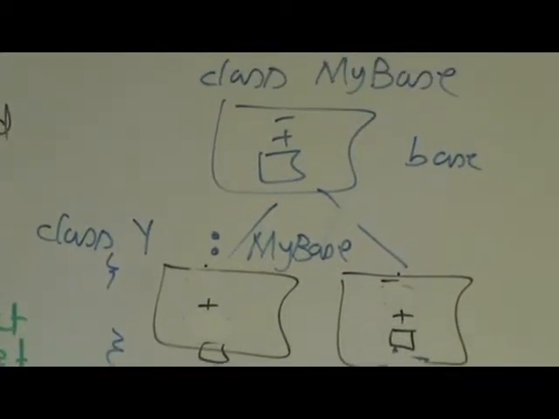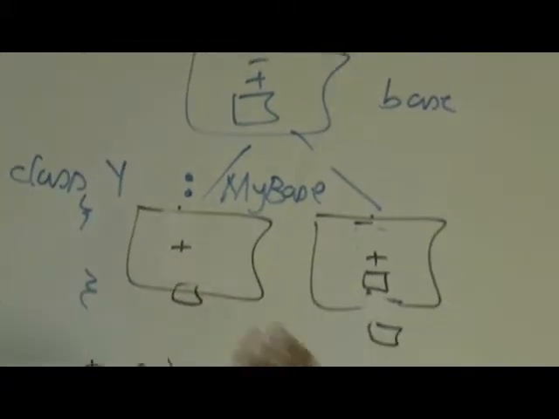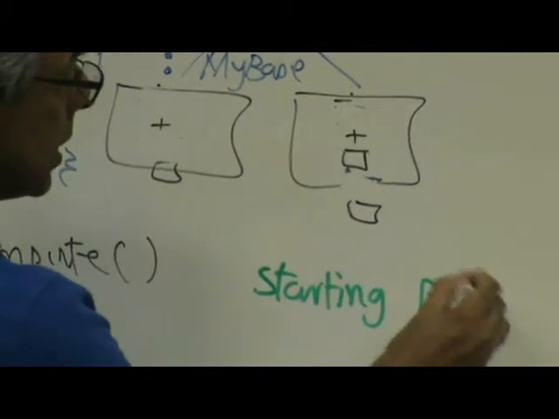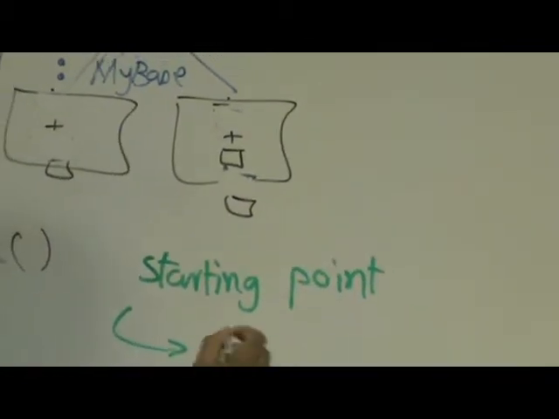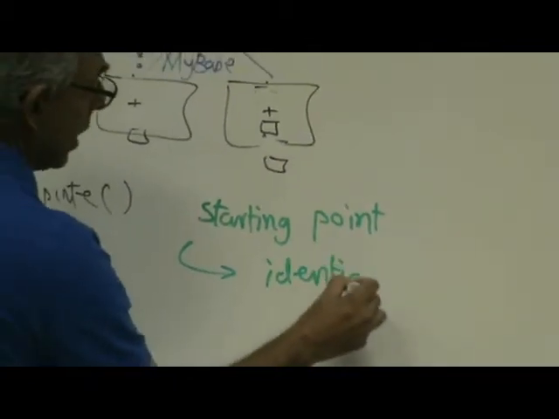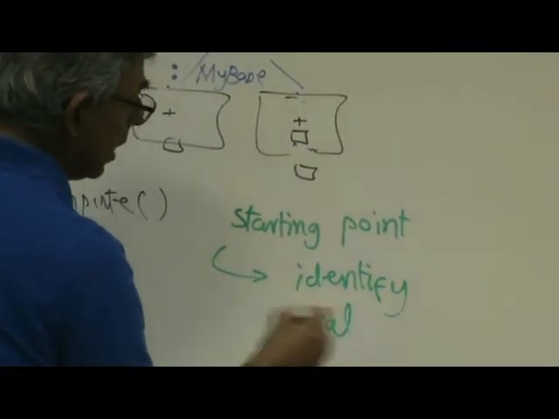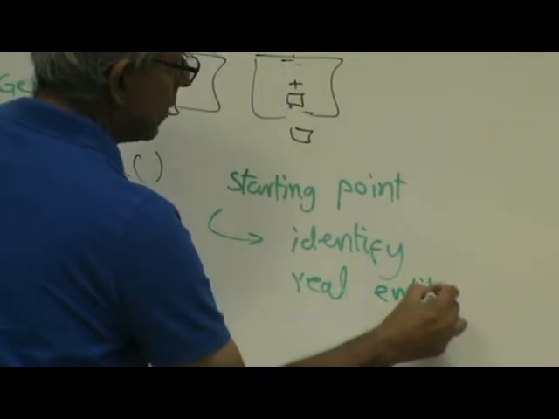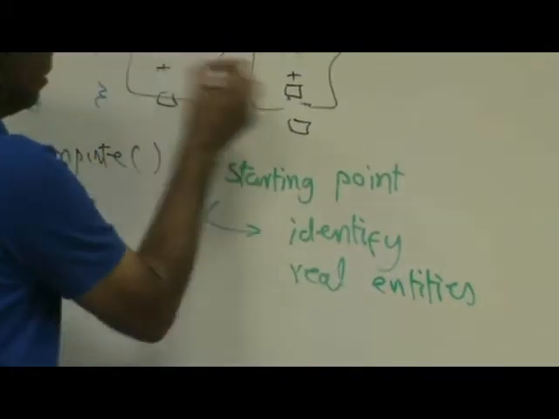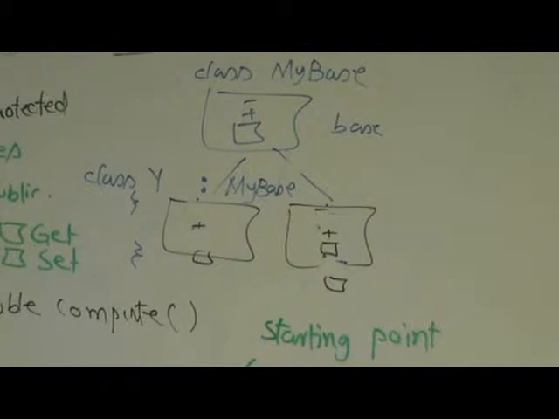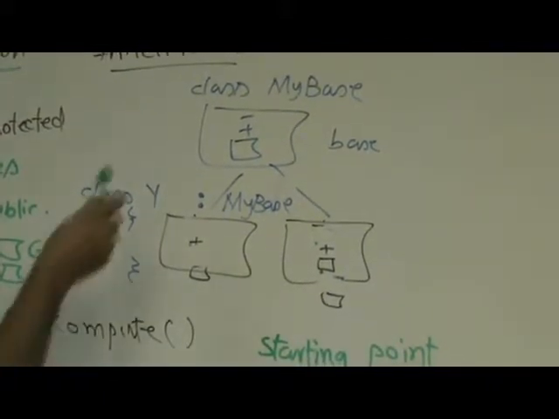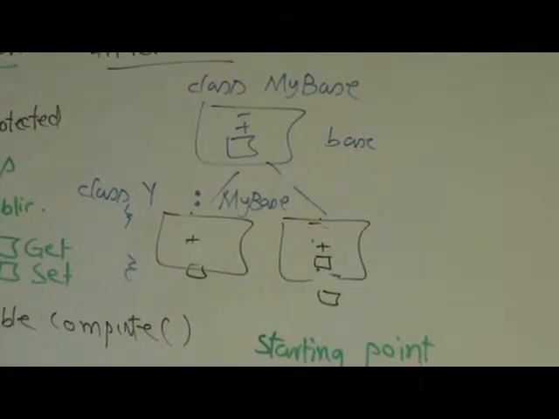So what's our starting point? Our starting point when we are writing many classes is to identify the real entities that we need to model in our software and create a class for those. As you start to create more classes, you yourself will discover what should be a proper base class. Anyway, as we went to inheritance, we needed a few more keywords.